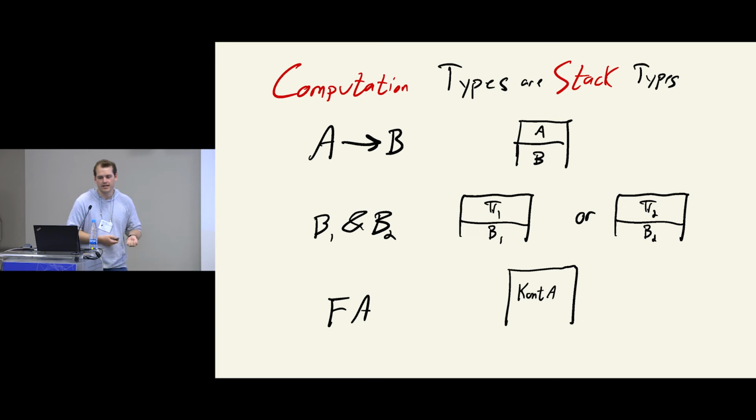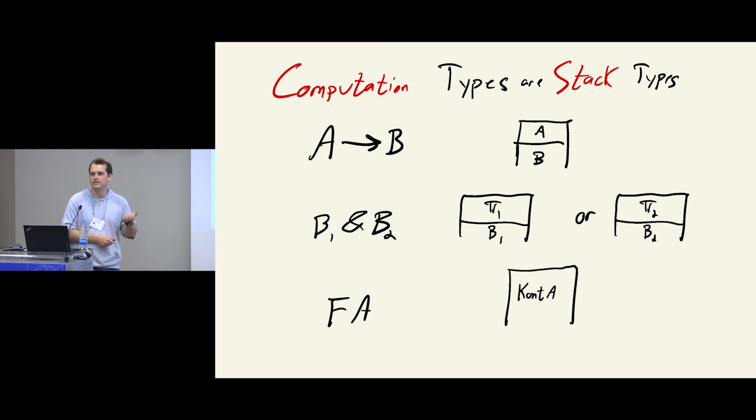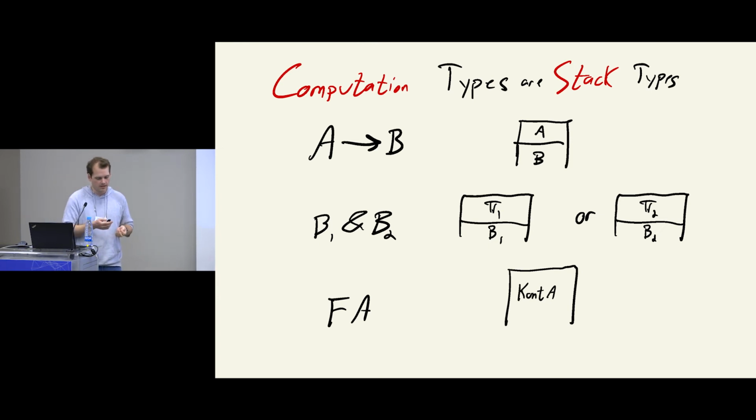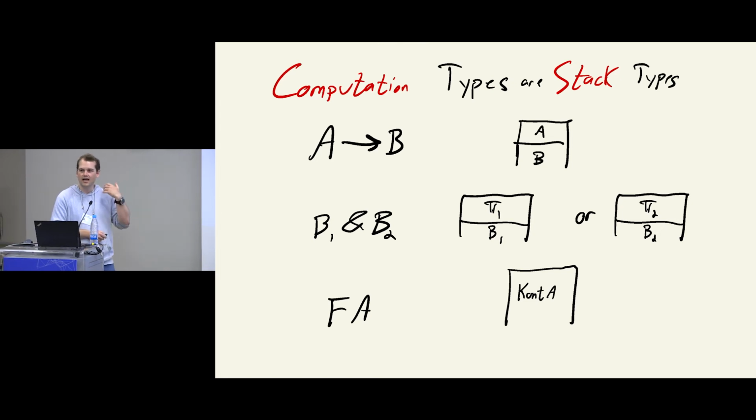The idea is that every computation type, since it interacts with the stack, has to describe a precondition on the structure of the stack in order for the computation to be able to run. So A arrow B, as a stack type, is a stack that has an A value on top, and then the rest of the stack is B stuff. And the product, we said, popped a tag off of the stack and then behaved accordingly. But as a stack, it should be a tag, say pi1, pushed onto a B1 stack, or a pi2 pushed onto a B2 stack.